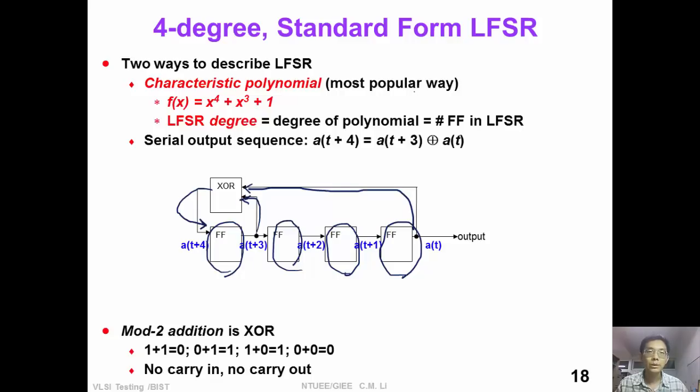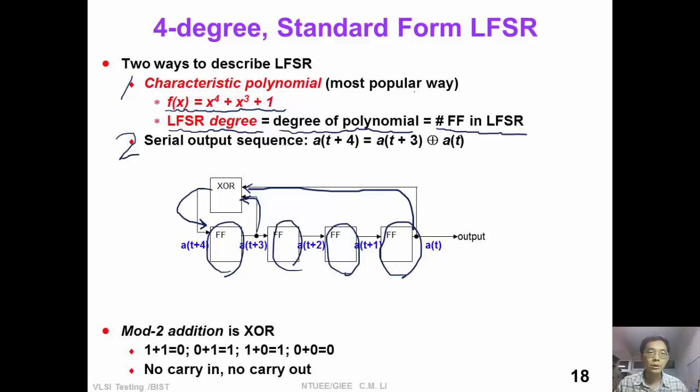There are 2 ways to describe this LFSR. Number 1 is the characteristic polynomial. This is the most popular way to describe an LFSR. For this LFSR, the characteristic polynomial is x to the power of 4 plus x cubed plus 1. The degree of the LFSR is equal to the degree of the polynomial, which is also equal to the number of flip-flops in the LFSR.